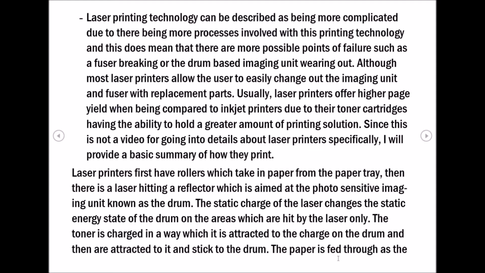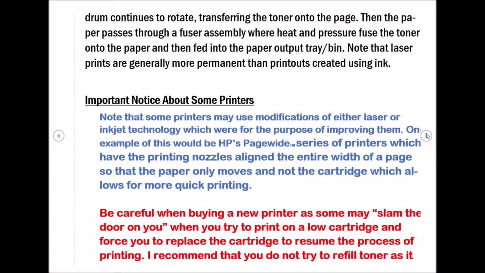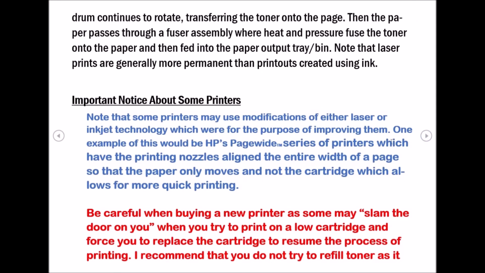The paper is fed through as the drum continues to rotate, transferring the toner onto the page. Then the page passes through a fuser assembly where heat and pressure fuse the toner onto the paper, and then the paper is fed into an output tray or bin. Note that laser prints are usually more permanent than printouts created using ink.